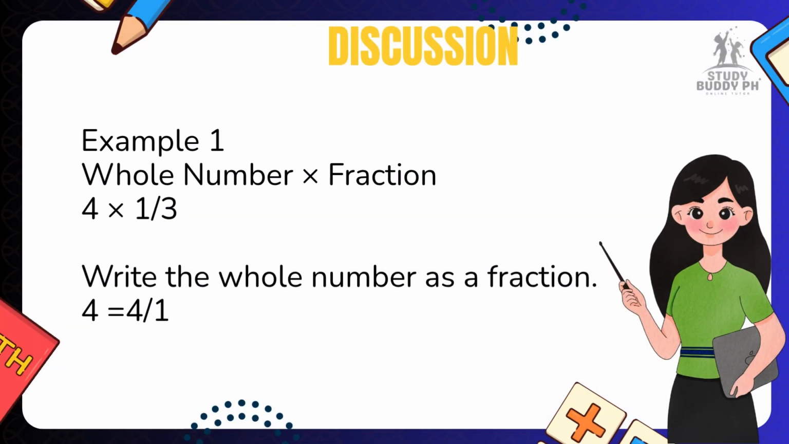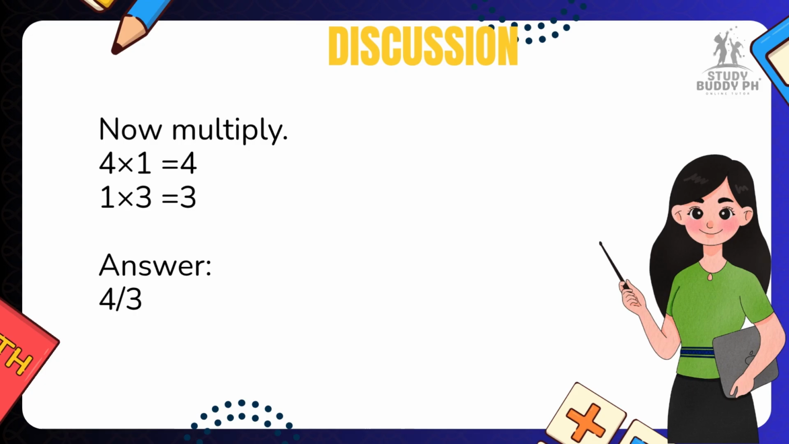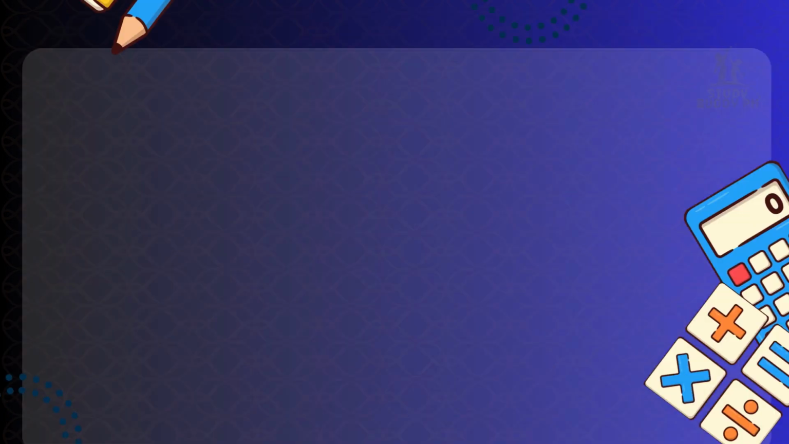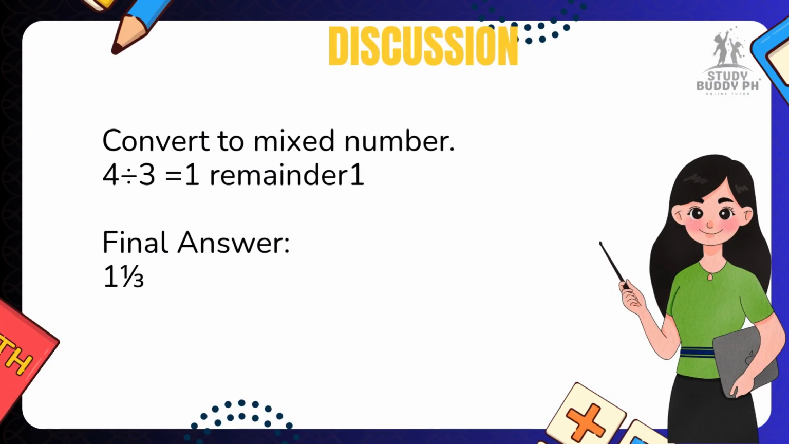Example 1. Whole number times fraction. 4 times 1/3. Write the whole number as a fraction. 4 equals 4 over 1. Now multiply. 4 times 1 equals 4. 1 times 3 equals 3. Answer, 4/3. Convert to mixed number. 4 divided by 3 equals 1 remainder 1. Final answer, 1 and 1/3.